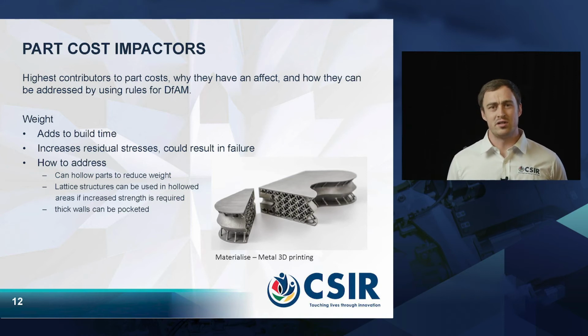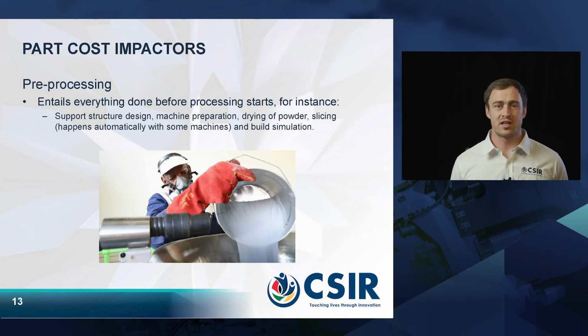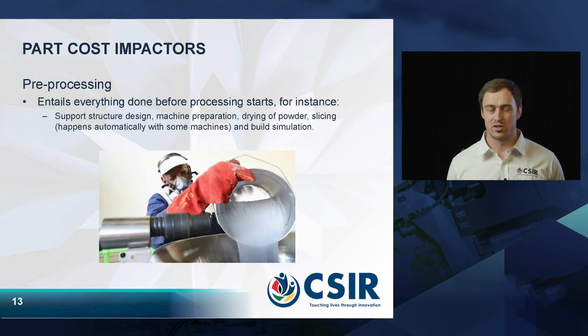It can be addressed by hollowing parts to reduce the weight. Lattice structures can be used in areas where increased strength is required and would be much lighter than the original design, and thick walls can be pocketed. The next is pre-processing. This entails anything that has to happen before the processing starts. For instance, support structure design, machine preparation, drying of powder, slicing, which happens automatically in some machines, and build simulation.